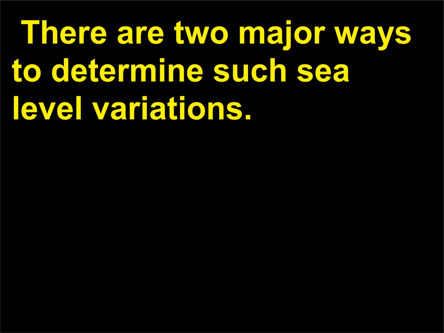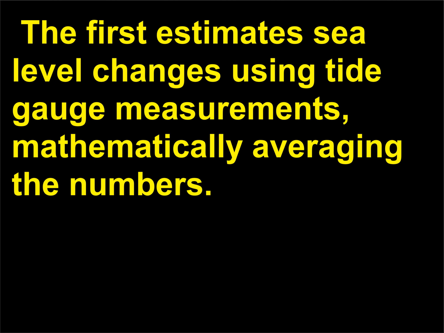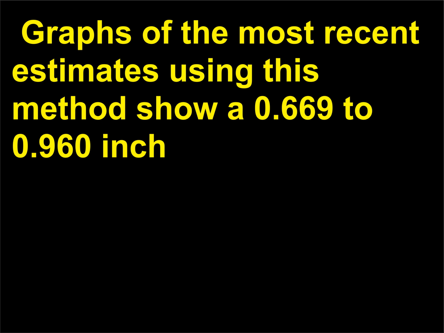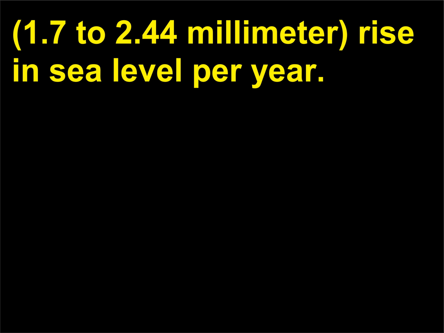There are two major ways to determine such sea level variations. The first estimates sea level changes using tide gauge measurements, mathematically averaging the numbers. Graphs of the most recent estimates using this method show a 0.669 to 0.960 inch, 1.7 to 2.44 millimeter, rise in sea level per year.